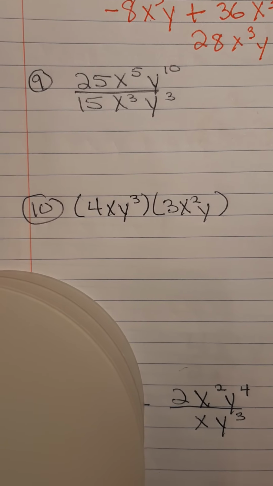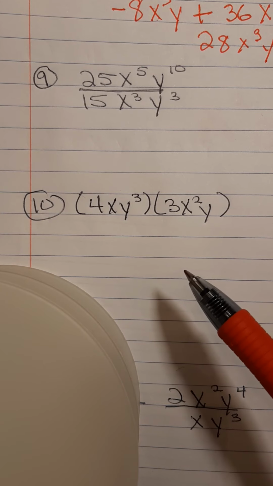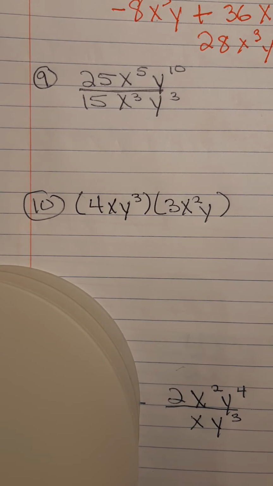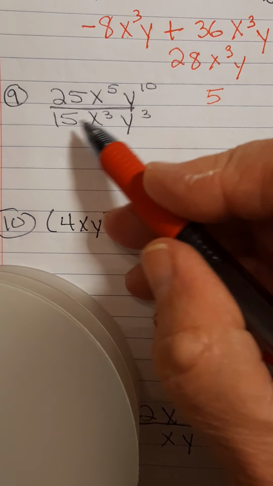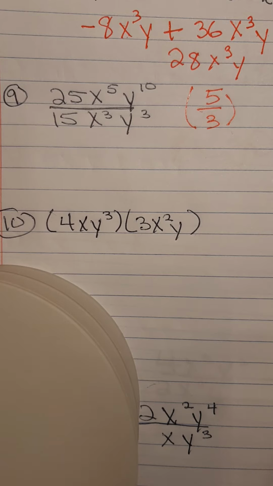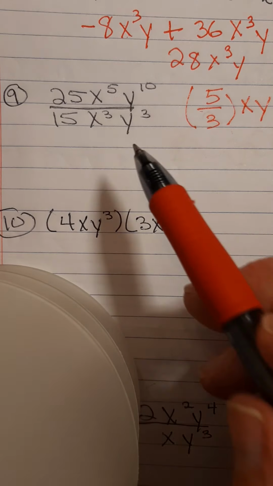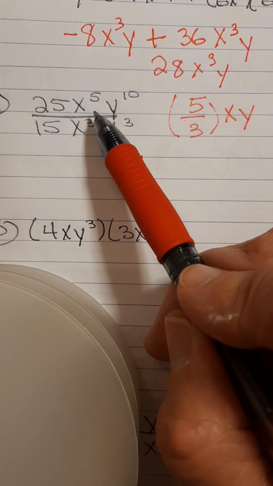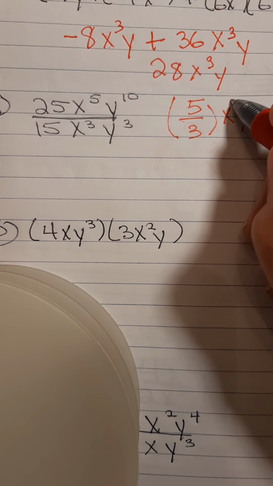All right, let's look down at our next one. We've got 25 x to the 5th, y to the 10th over 15 x cubed y cubed. Well, 15 doesn't go into 25 evenly, but they both have a common factor of 5. So we know that 5 goes into 25 5 times, and 5 goes into 15 3 times. So we've got 5/3 there, so we're good. Now we have to take care of our x's and our y's. So let's look at our x's first. We have x to the 5 minus 3, or x squared.